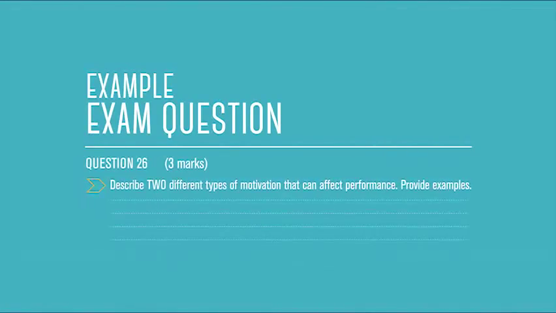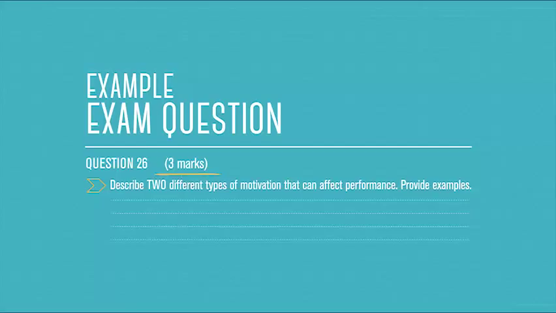I've taken an example from a past HSC paper of a question that was worth 3 marks. The question says, describe 2 different types of motivation that can affect performance and provide examples. The first thing you would do when you come to this question is to look at the mark value. It's worth 3 marks. In the actual paper, there was 9 lines that were expected to have writing on them.